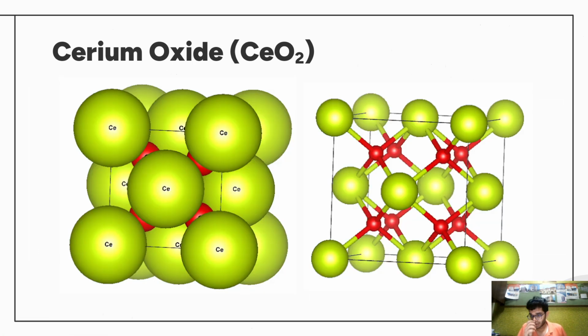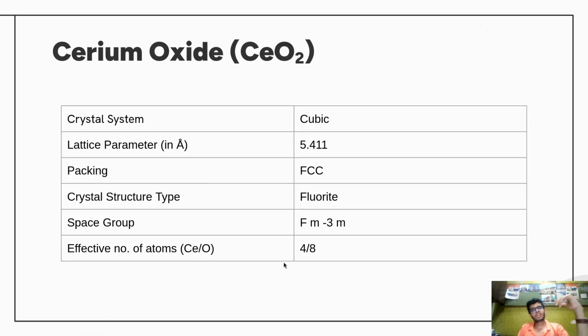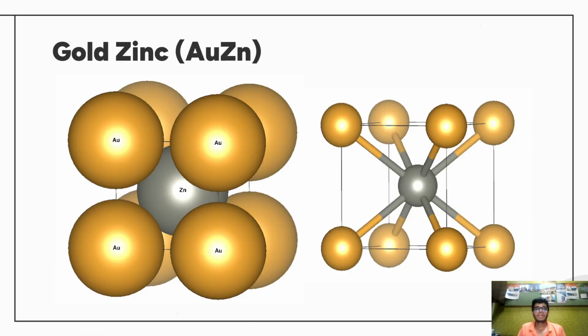Next is cerium oxide, CeO2. It has the fluorite crystal structure. It is like antifluorite, but this time the cerium cations make up the FCC, and the O2- ions occupy the tetrahedral voids. So this time the effective number of atoms is 4 and 8 instead of 8 and 4, and the space group is the same, Fm3̄m. And yeah, this was cerium oxide.